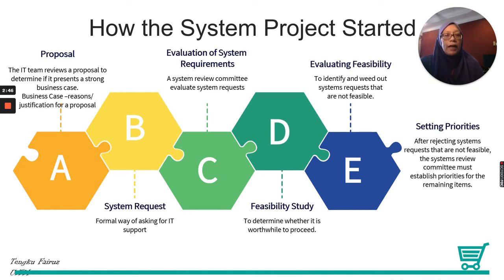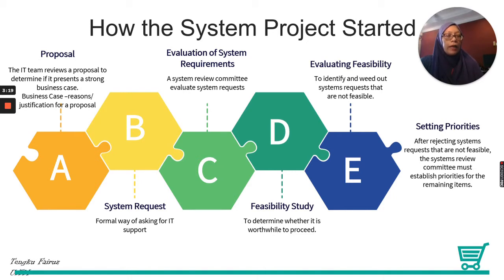If it is a big company, they may have a committee, called the system review committee. They will evaluate the system request and the system requirements, and from there they will do the feasibility study. The purpose of the feasibility study is to determine whether it is worthwhile to proceed with the proposal, and they will evaluate the feasibility.